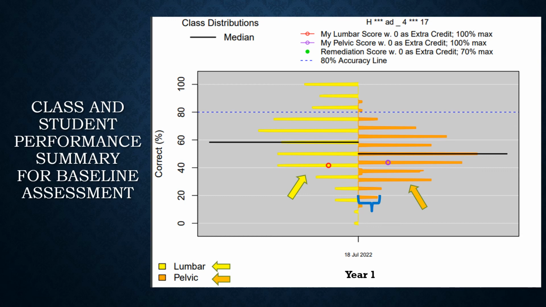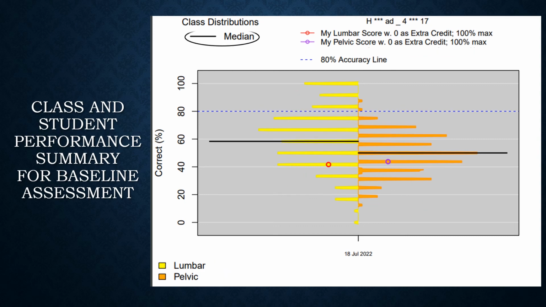The length of the bars indicates the number of students who achieved that number of correct answers. The longer the bar, the more students received that score. The black line indicates the median scores for the class. You also see red and purple circles, and they indicate your specific performance for each portion of the test.